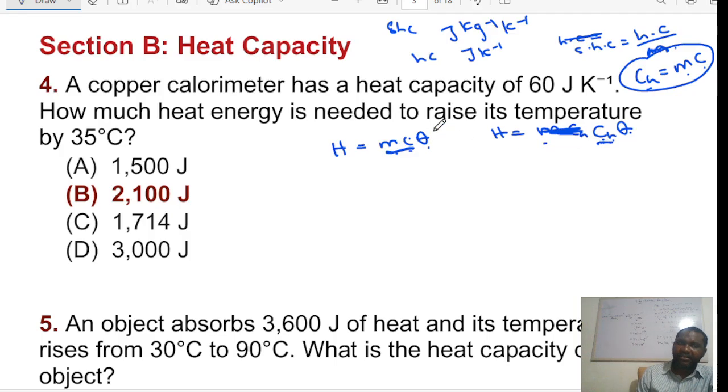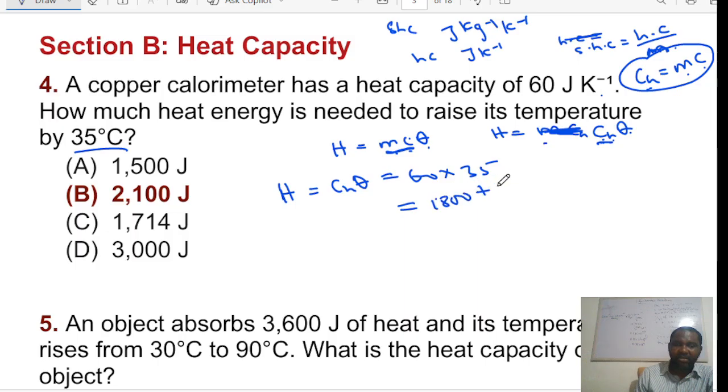Please never forget that. So a calorimeter has a heat capacity of 60 joules per Kelvin. How much heat energy is needed to raise the temperature by 35 degrees Celsius? So we need heat, and it's just going to be CH theta. That's all. You don't need mass in this solution. Okay, so heat capacity is 60, temperature change is 35, and that will give us the answer we are looking for. That's going to be 1800 plus 300, that's 2100 joules. So the answer is B.